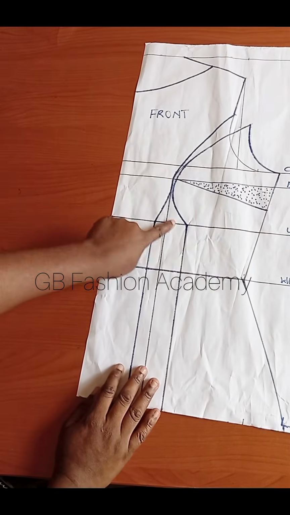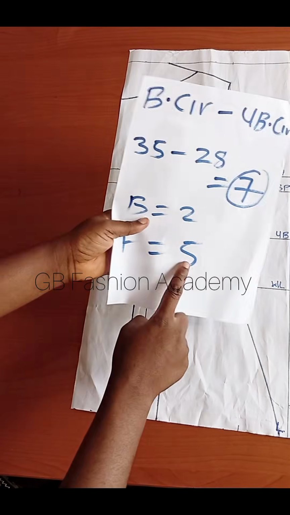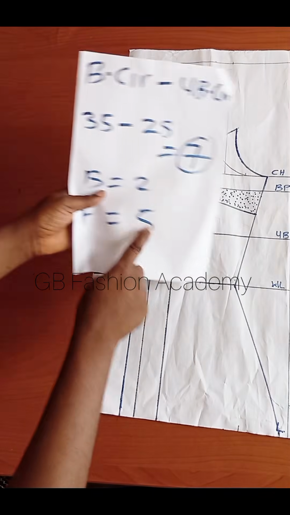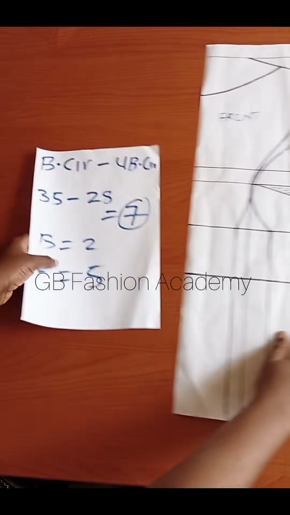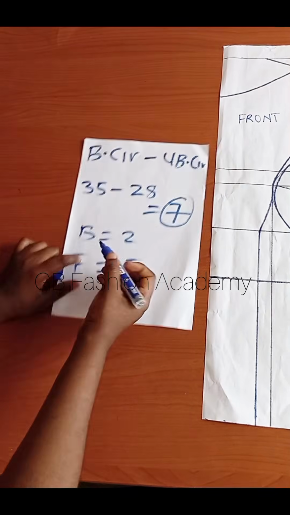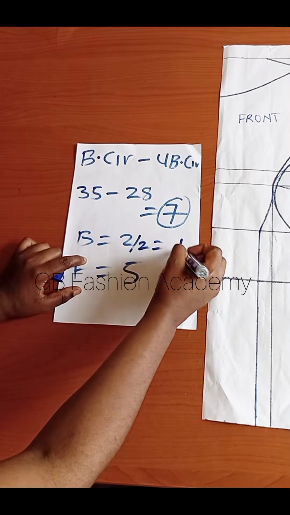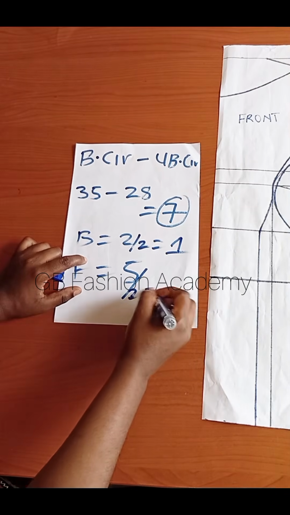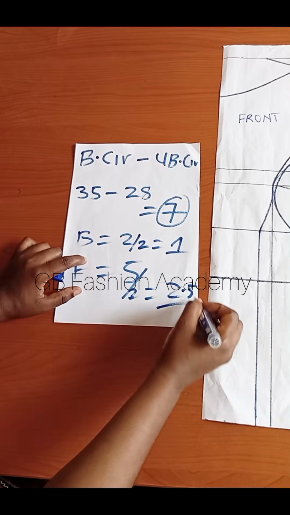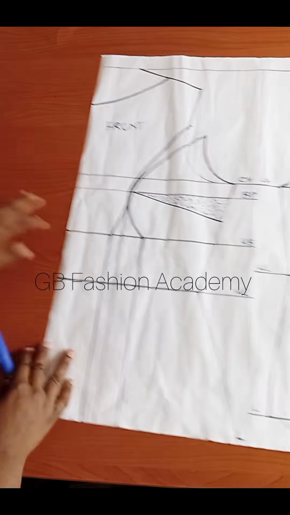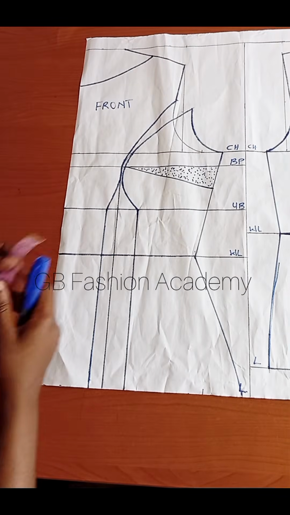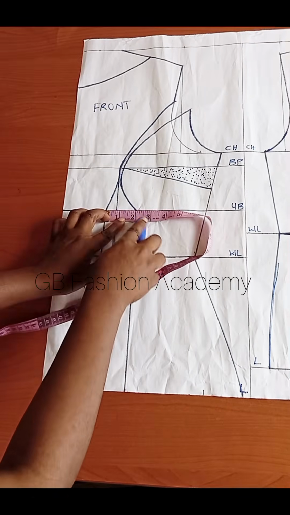So let me go ahead and divide the dart. You're going to divide the front dart into 2 and the back dart into 2 because you are drafting half of the front and half of the back. So 2 divided by 2 gives me 1, and 5 divided by 2 gives me 2.5. So for the front, I am going to be using 2.5 inches for my dart.